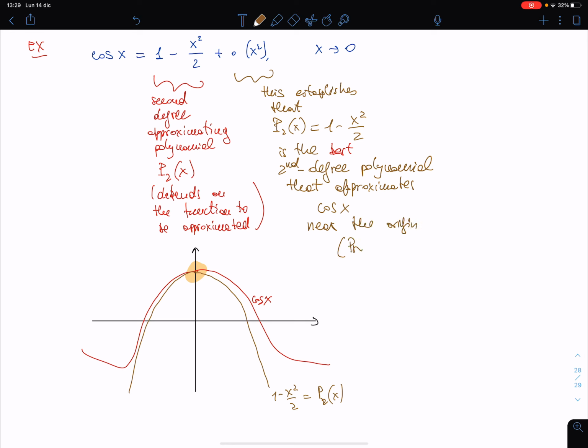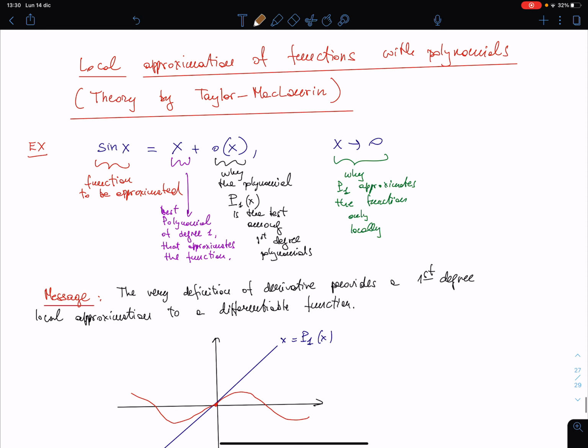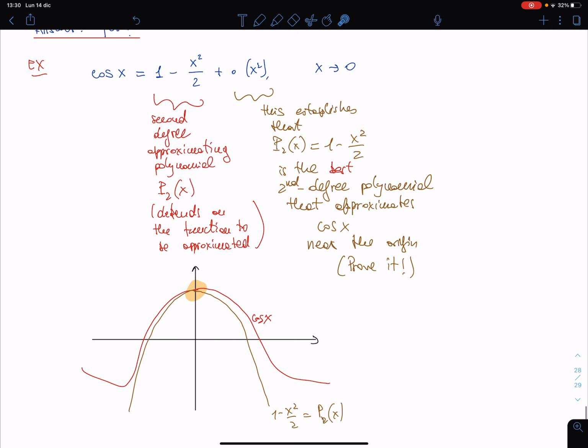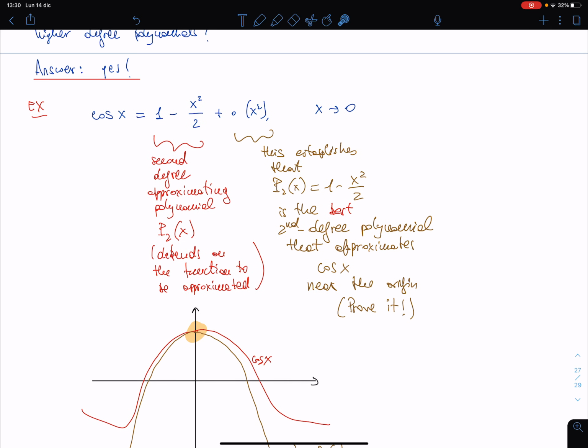Prove it. Remember that we proved for the first order approximation, like in this case here, that when you use the derivative as a coefficient here, this is the best first order approximation. Now, with a very similar argument, you can prove that this is the best second degree polynomial, so the best parabola that approximates the cosine in a neighborhood of 0. Okay?